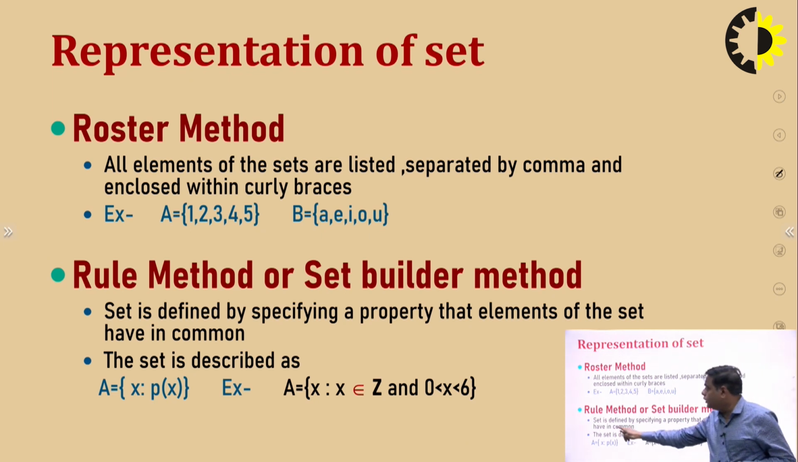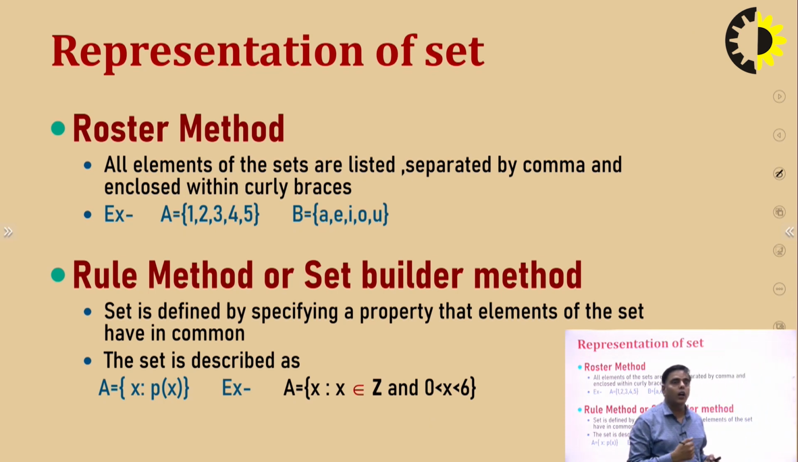In the second method, the rule method or the set builder method, if you want to write a set in the form of set builder method, you have to write A equal to X, where X is the element, and then you write the property of this X element. So you have to maintain this definition, this property.